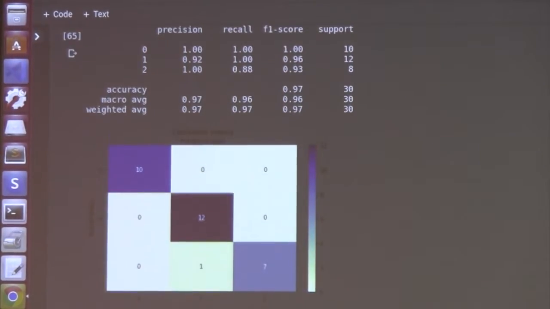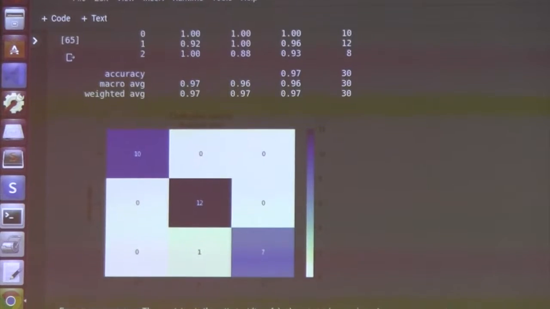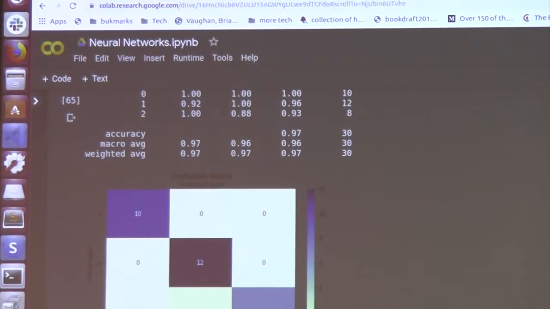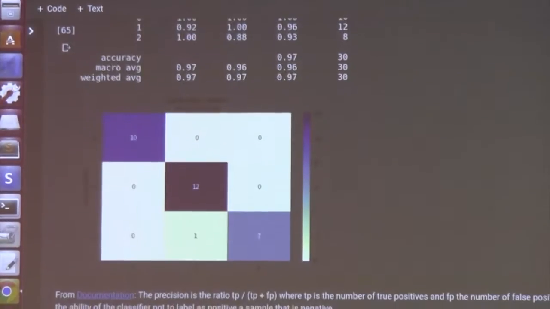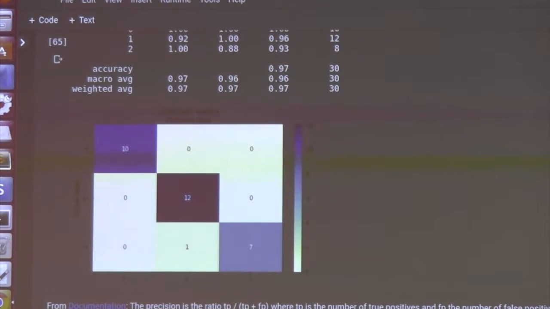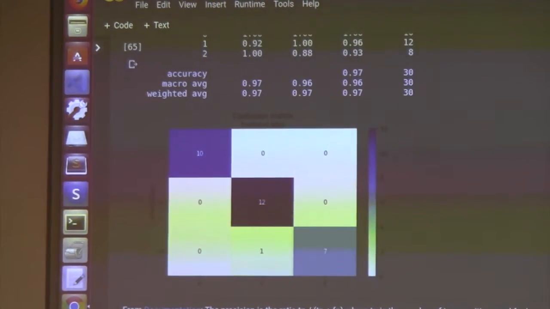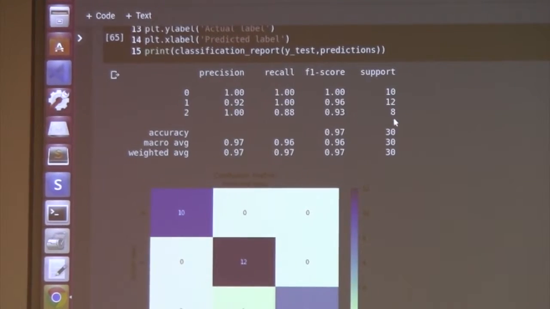So yeah, the precision is just the number of true positives versus the number of false positives. Recall is essentially the opposite of that. And the F1 score is just the... I'm not going to get too much into the F1 score. It's not quite as important, I think. And support is the number of occurrences within however many we had in our test set.